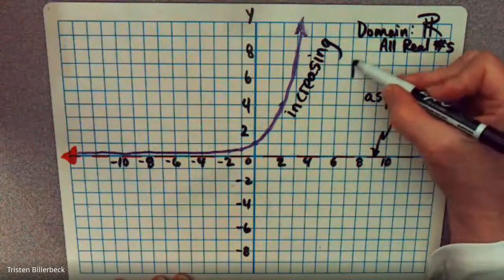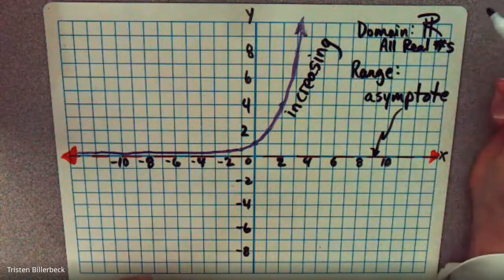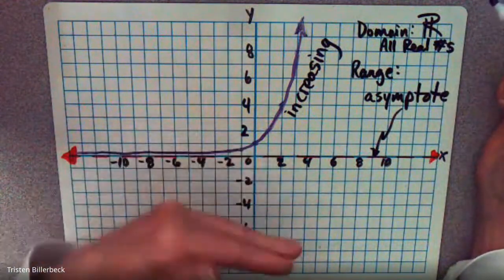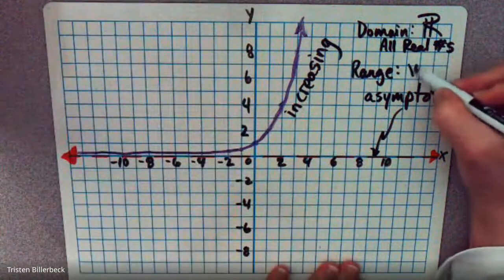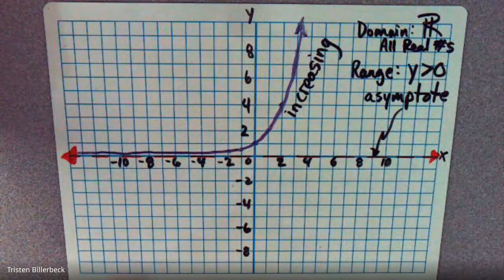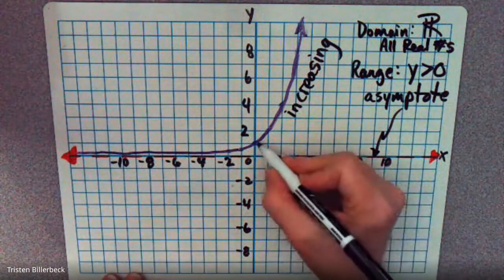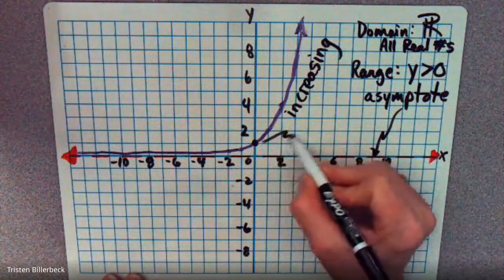So the range, well, we see the range is restricted. The range can't be 0, it's only greater than 0, so we would write y is greater than 0 for the range. All right, we also see something interesting right here. We have a y-intercept.